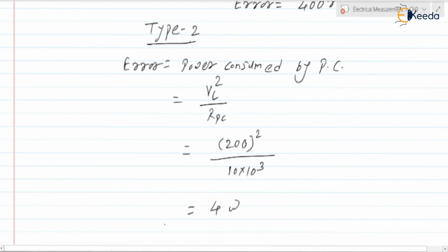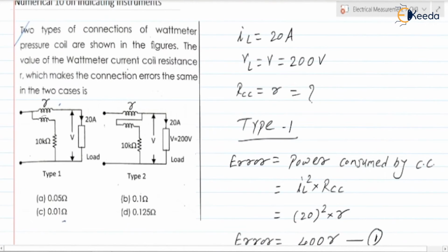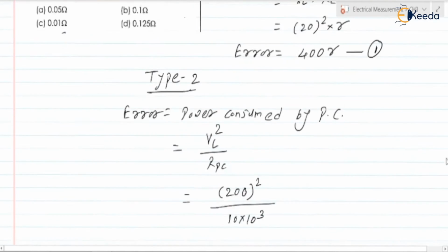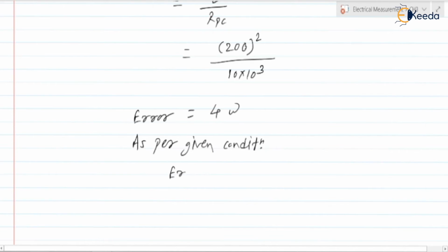4 watts. Now from the given data, both the errors should be the same. Therefore, as per the given condition, because in the example they have given which makes the connection errors the same. As per the given condition, the error in type 1 is equal to the error in type 2.